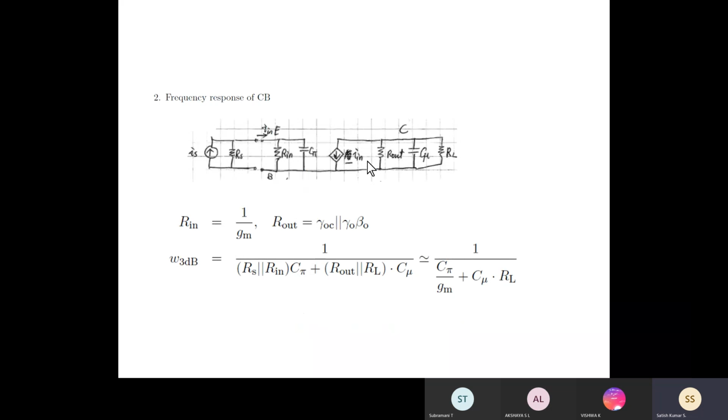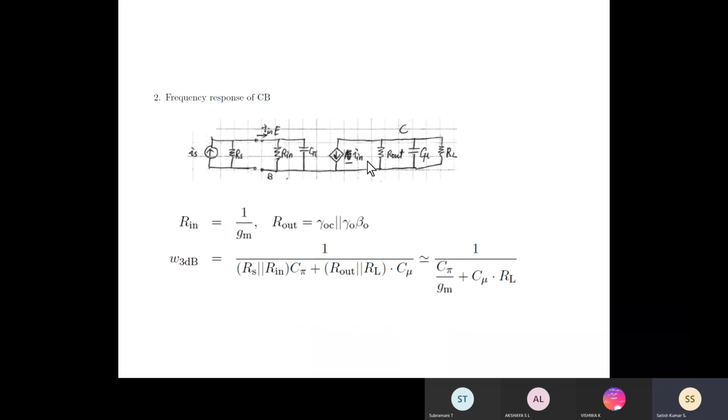GM is the transconductance. We know that current divided by voltage source is what we call transconductance. The reciprocal of that value is the input impedance, and the output impedance depends upon your beta naught, which we use while calculating the amplification factor in a common base amplifier. So this is the frequency response of these two categories.